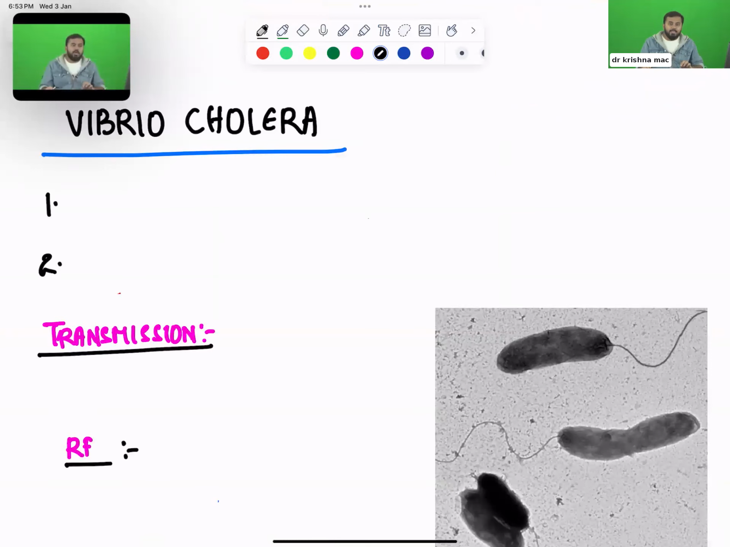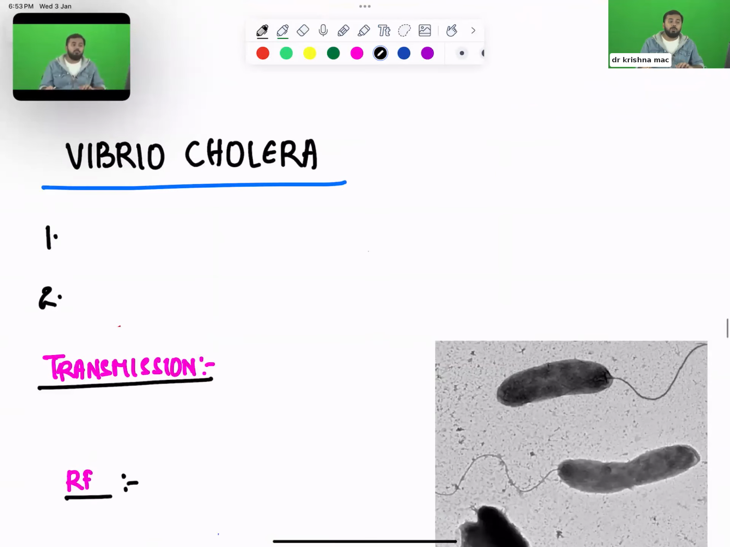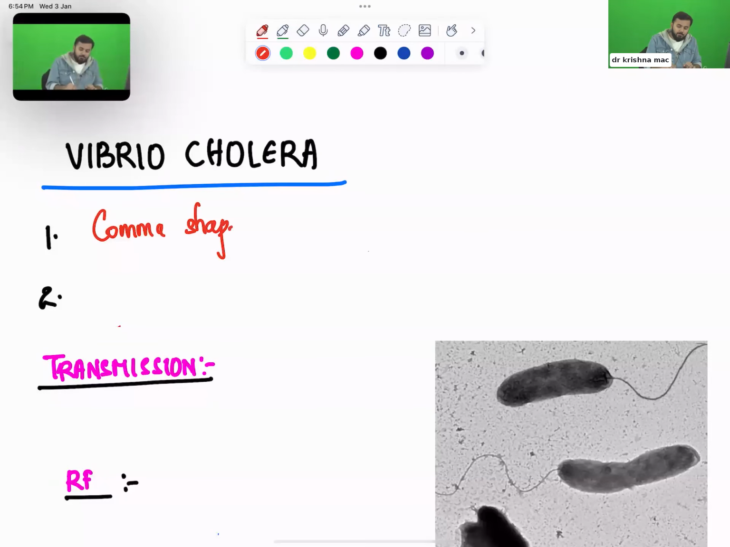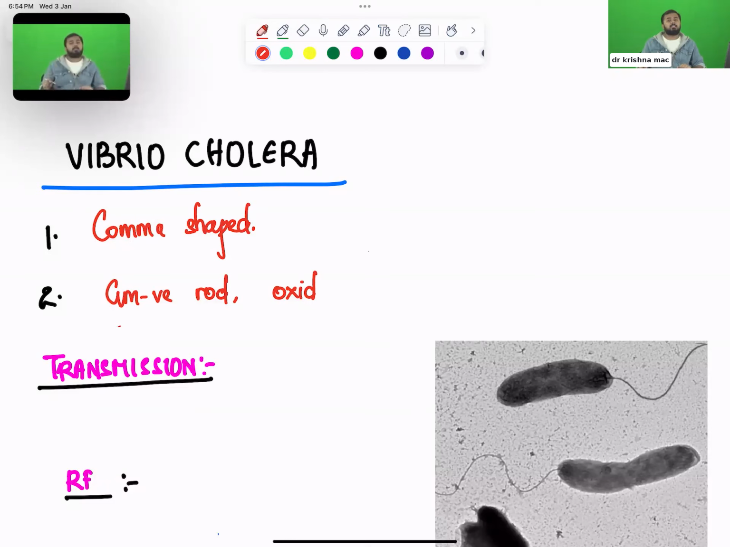Now switching on to another cause of diarrhea, that is Vibrio cholerae. Vibrio cholerae is such an organism which is comma shaped. Okay. And remember one thing, this Vibrio cholerae is also a gram negative rod shaped bacteria and it releases cytochrome oxidase. Any bacteria, if it is releasing cytochrome oxidase, that bacteria is oxidase positive. If it is not releasing cytochrome oxidase, it is oxidase negative. So this is an oxidase positive bacteria.